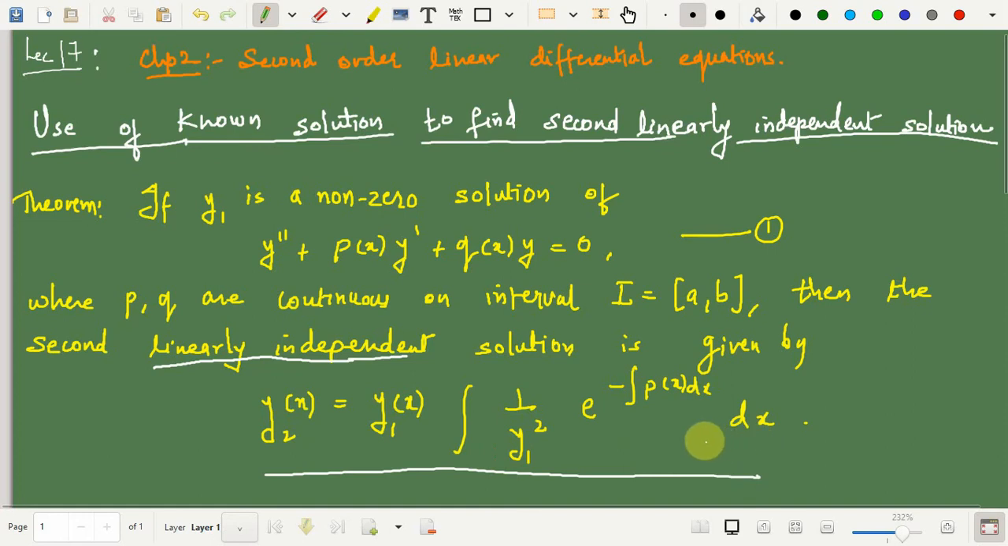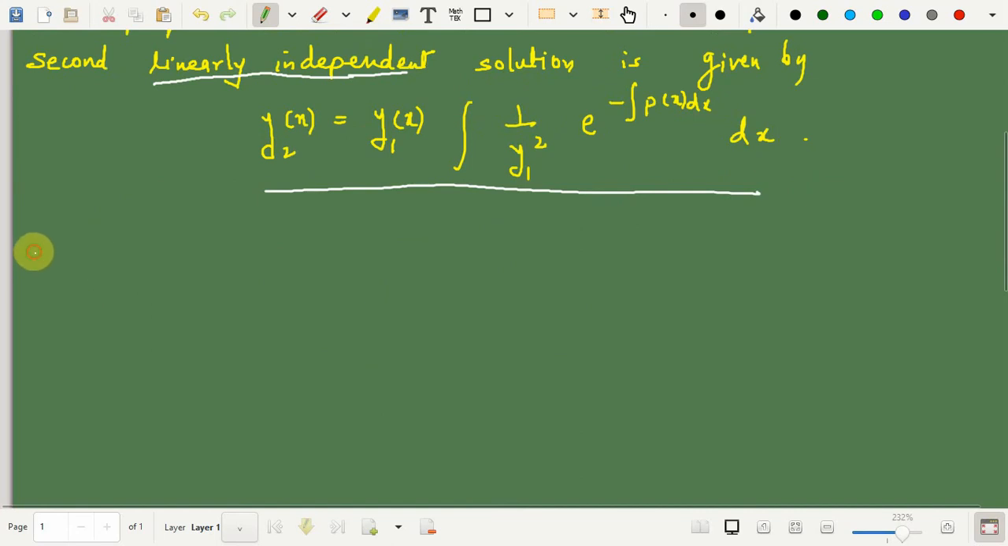So we would derive this by assuming the other solution, and then ultimately we would prove that these two solutions are linearly independent. So let's start with the proof of this theorem. We are given that y1 is one linearly independent solution. So I want to construct y2, and I want to show that given y1 we have y2 as this and it's a linearly independent solution.